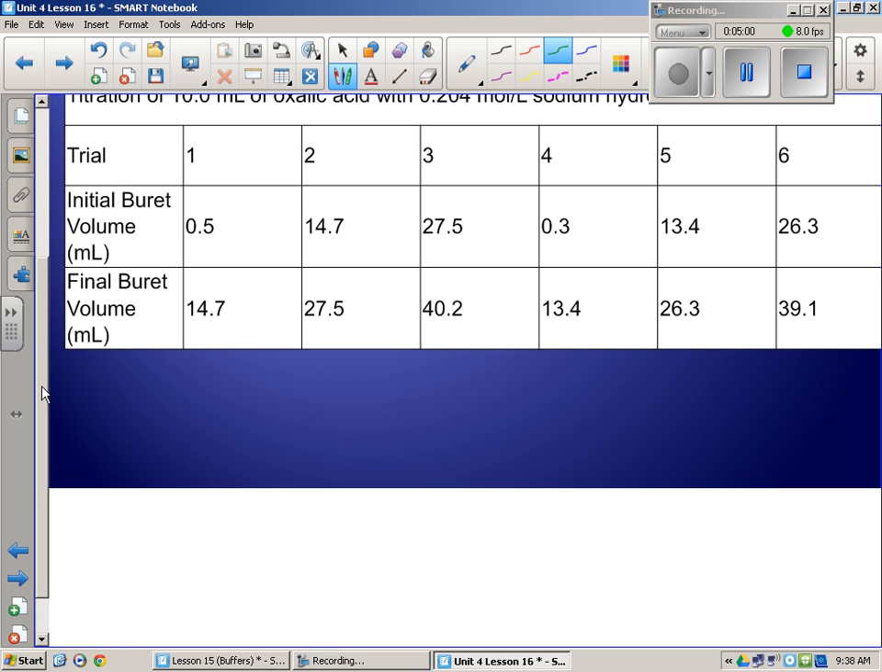So let's go ahead and subtract these. You can do this now or later, it doesn't really matter. I'm going to write them down here just so you can see them. This will be 14.2, 12.8, 12.7, 13.1, 12.9, and 12.8. Those are the volumes that we got from taking the final minus the initial. We are going to have to use those. What do you do with those volumes? What do we have to do with them?